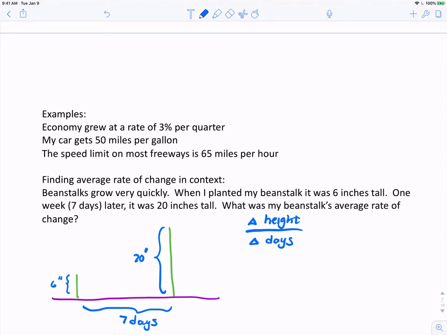So if we thought about this as ordered pairs, on day 0, when I initially planted the beanstalk, the height was 6 inches.